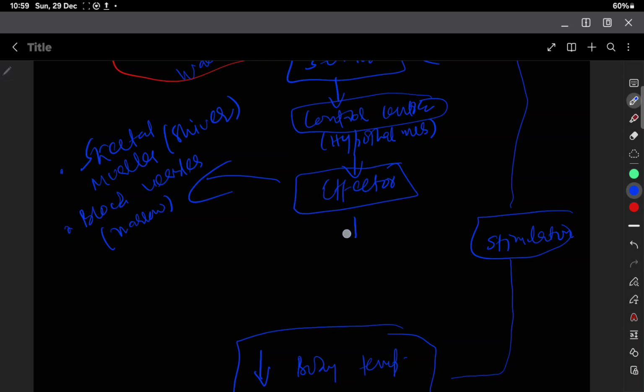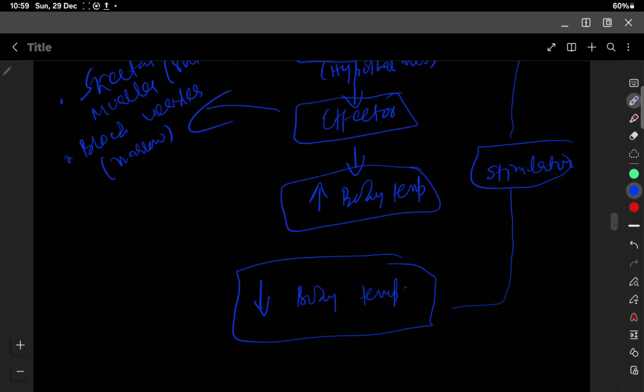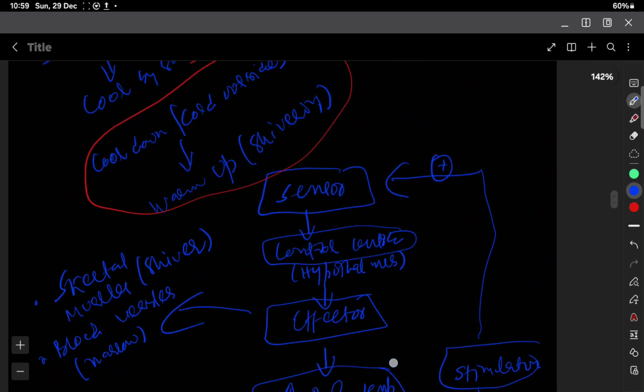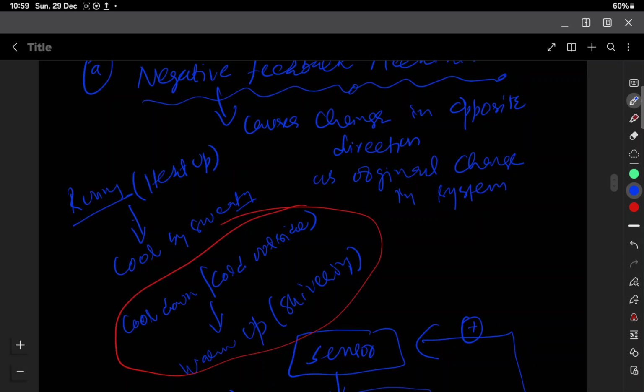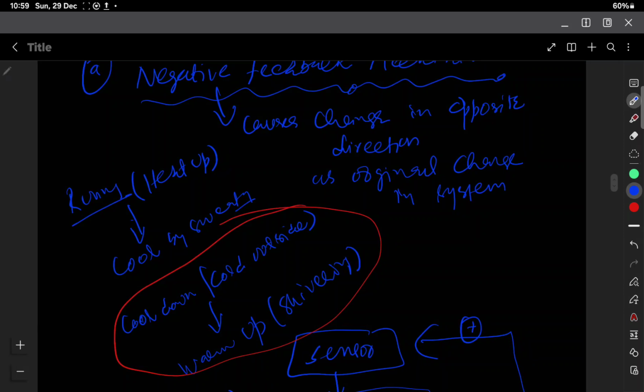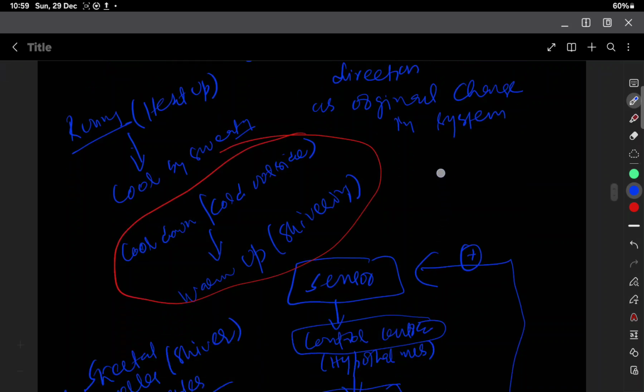And what will happen then? There will be an increase in the body temperature. So if there was a decrease in the body temperature, the body will try to increase it. That is called a negative feedback system. Your original thing was a decrease and your final thing is an increase, which means opposite. That is what I wrote here in the definition: change in opposite direction. If anything is increasing, the body will try to decrease it. If anything is decreasing, the body will try to increase it.